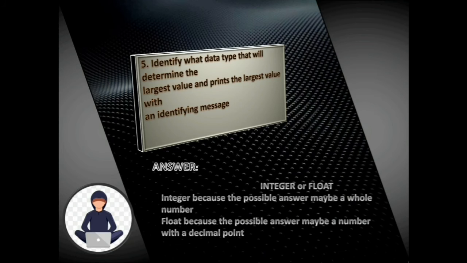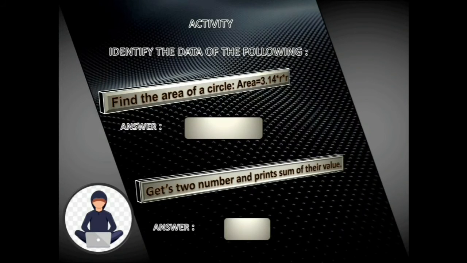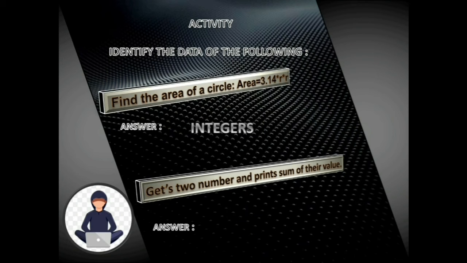Here is some activity you may want to try. Identify the data type of the following. Find the area of a circle. Area is equal to 3.14 times r squared. The answer is integers. Get two numbers and print the sum of their values. The answer is void.